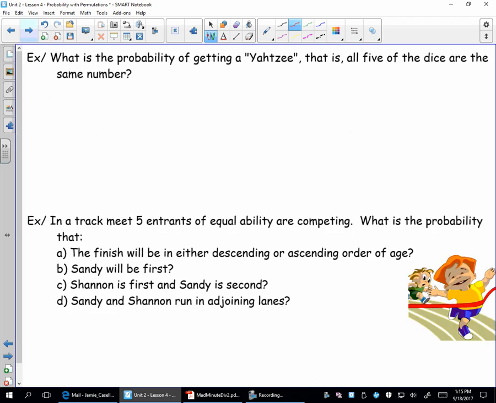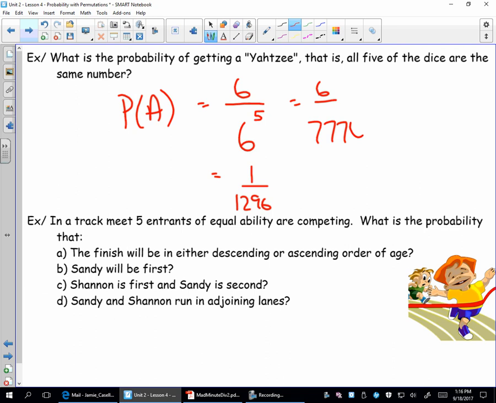Let's try some more examples. What is the probability of getting a Yahtzee? That is, all 5 of the dice are the same number. So what could we get? Well, I could have 5 dice that are all 1s, or all 2s, or all 3s, or all 4s, or all 5s, or all 6s. There's 6 different ways of getting something that's all the same. And how many different ways can I roll each of those dice? Well, there are each 6 different ways, and 6 for the second, and 6 for the third, and 6 for the fourth, and 6 for the fifth, or in other words, 6 to the power of 5. We could simplify that to 1 over 1296, or if you want to, that's the unsimplified answer.